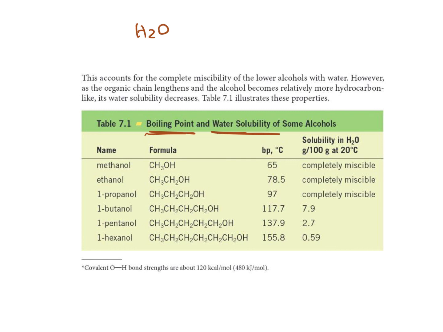Hydrogen bonding, right? And then, what type of intermolecular force do methanol and ethanol have? Hydrogen bonding, right? So, for instance, methanol, ethanol, propanol are completely miscible in water. It means that they dissolve really well. But when the number of carbons increases, the solubility decreases. What do you think is the reason for that?